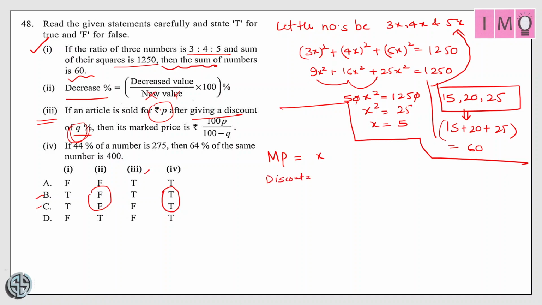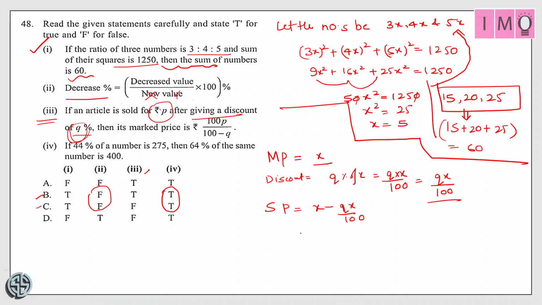Discount is Q% on X rupees, so Q% of X will be equal to Q into X upon 100, that you can write as QX upon 100. This is the amount of discount that is given. So this is the marked price, and that is the discount you have given on that. So what will be the selling price for that article? It will be X minus QX upon 100, right?